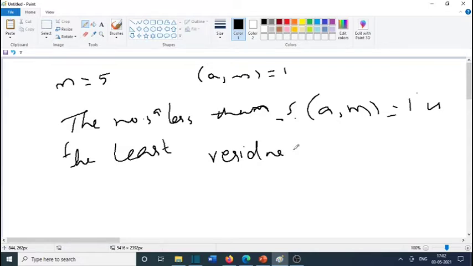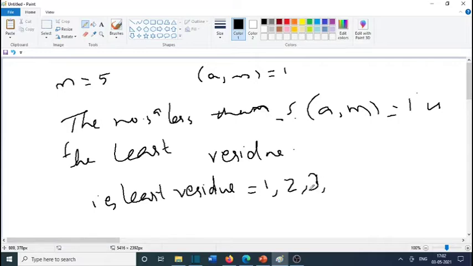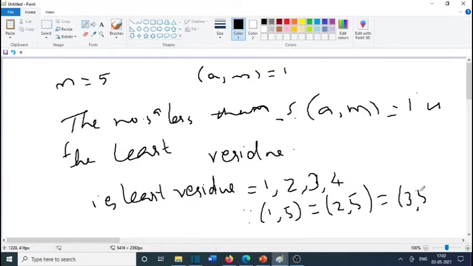So here m equal to 5. So the least residues are, now we have to check, starting with 1: GCD of 1, 5 is 1, GCD of 2, 5 is 1, GCD of 3, 5 is 1, GCD of 4, 5 is 1. So 1, 2, 3, 4, since GCD of 1, 5 is equal to GCD of 2, 5 is equal to GCD of 3, 5 is equal to GCD of 4, 5 equal to 1.